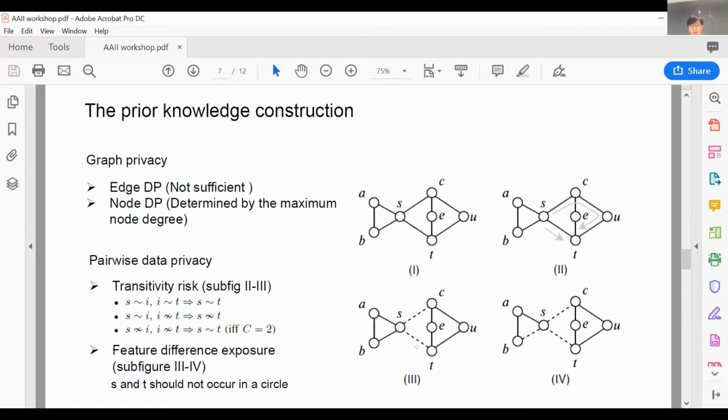Apart from these two edges, we can see S and T are in different circles. If they are in different circles, we can use their difference to infer the exact feature of S or T. Given the released distance metric, we can combine the feature and metric to further infer the relation between S and T. So we cannot let S and T be in any circle.